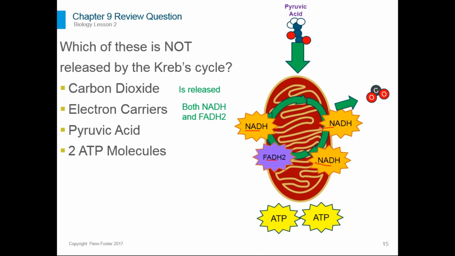How about pyruvic acid? Is that released by the Krebs cycle? Well, we see it up here, but pyruvic acid is going into the Krebs cycle. That's what gets broken to kind of start the whole cycle. It gets broken up and used. So it's not released, it's used up. And our last one, two ATP molecules are released by the Krebs cycle.